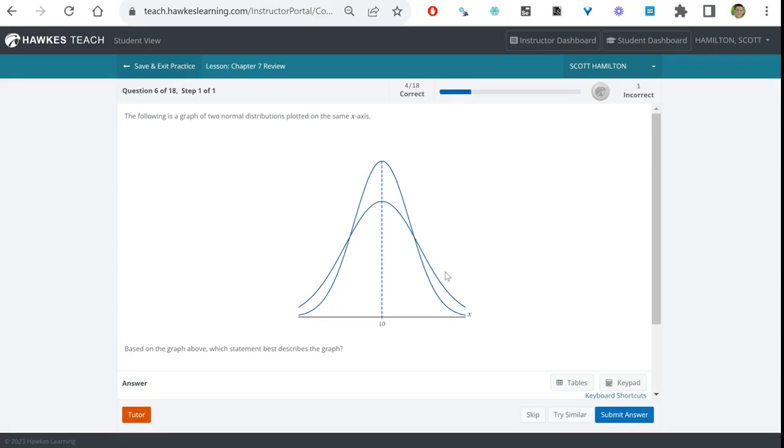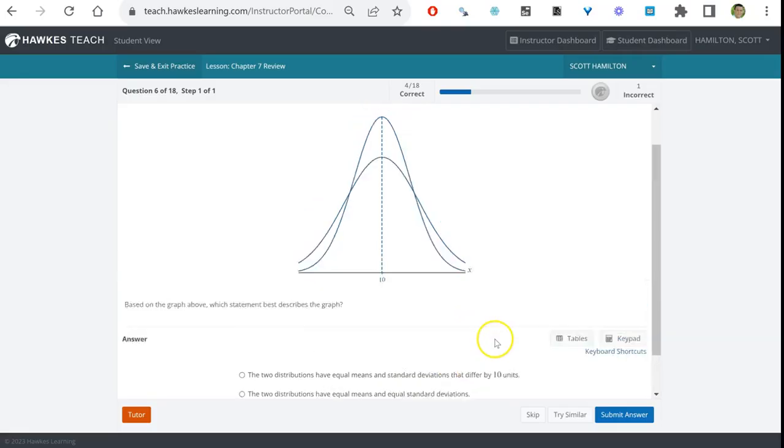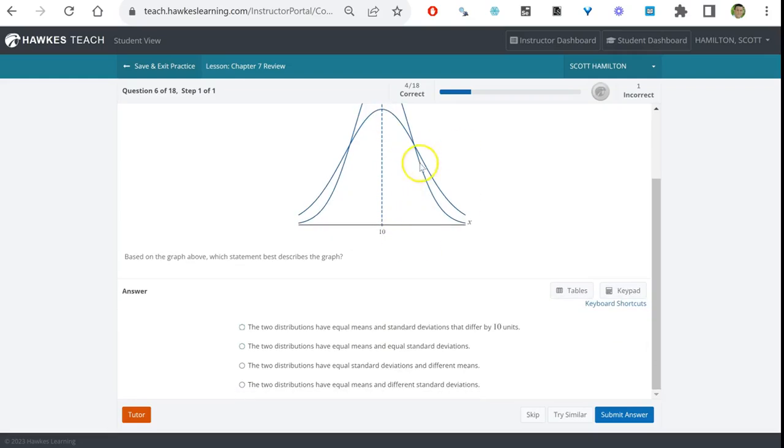Here we go. This is looking at two normal distributions plotted on the same x-axis. And it says, what statement best describes this graph? So we've got the same mean, it looks like, because that's where they are both in the center, but we have slightly different standard deviations when we're going out from them. So we have: two distributions have equal means and standard deviations that differ by 10 units. Two distributions have equal means and equal standard deviations. Well, if that was the case, they would be exactly on top of one another.